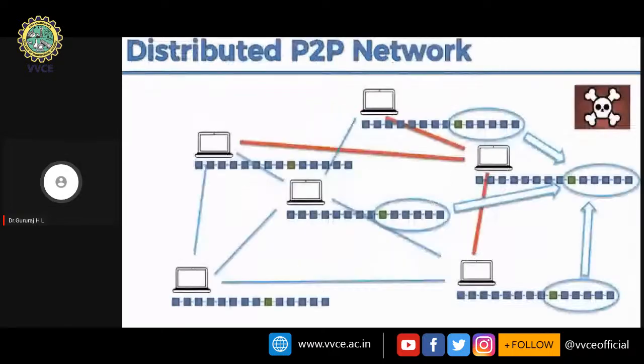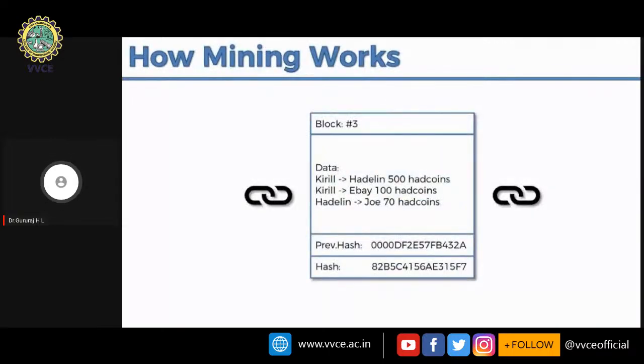Before that, let me study what exactly the meaning of mining is. Until now we studied what is hash value, what is distributed peer-to-peer network, and what is an immutable ledger. The fourth important property of this blockchain process is called mining. How exactly it mines, who is the miner, how this mining happens and all.